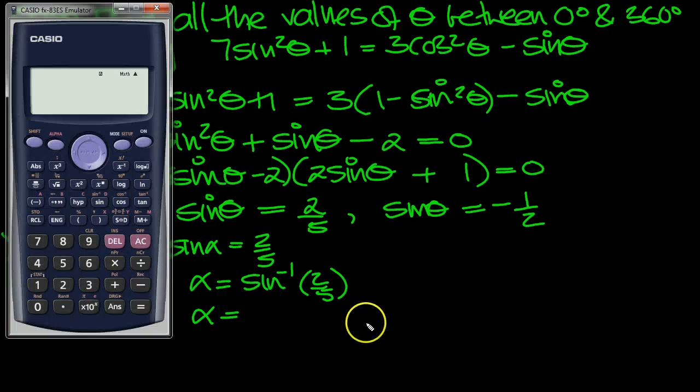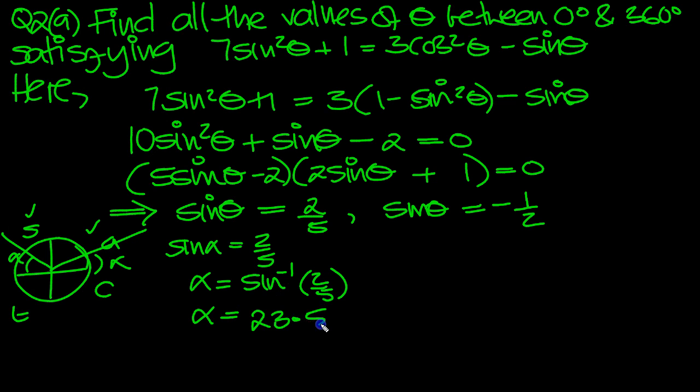So we need to tap that in the calculator to get alpha. So let's do that then. Shift sine of 2/5, which we can write as 0.4. We're in radians mode, but we're working in degrees, aren't we? So I'm going to click over to degrees. That gives 23.57, so let's do the 2dp, 23.58 degrees. So there we are, there's alpha.